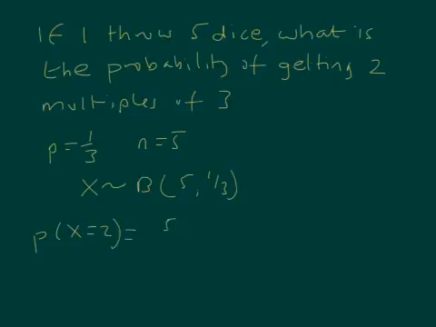Well, it's 5C2 times 1/3 squared, because we want 2 multiples of 3, so that's the probability of success to the power of 2, and failure, that's 2/3, and that happens 3 times, because we get 2 multiples of 3, so 3 times we don't get a multiple of 3. 5C2 works out to be 10, so it's 10 times 1/3 squared times 2/3 cubed, which is 0.329.